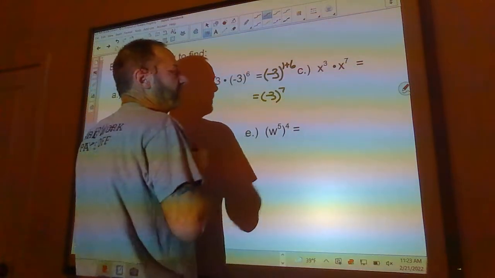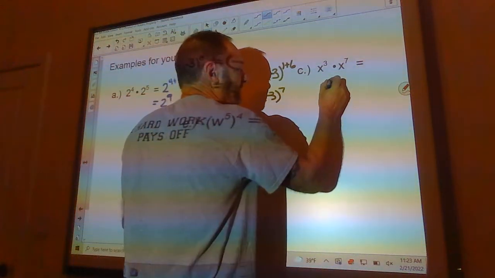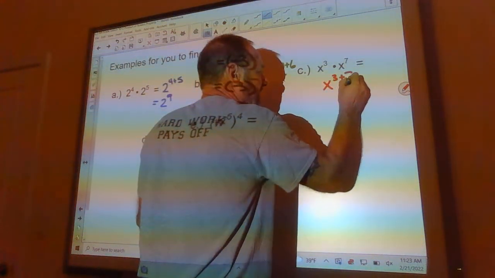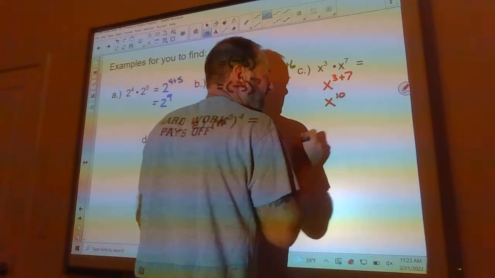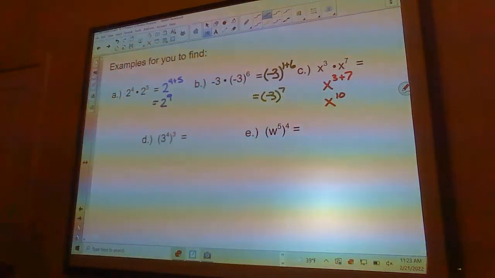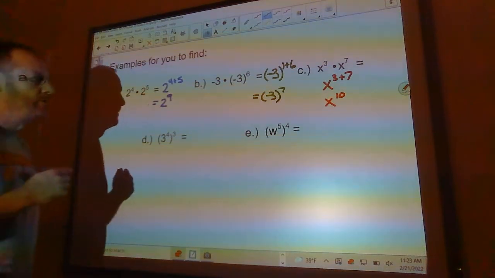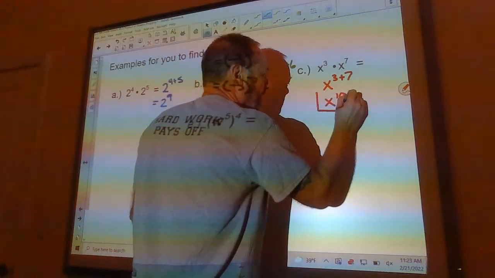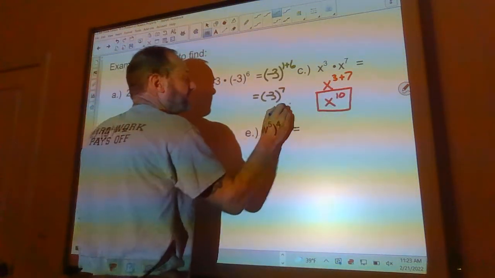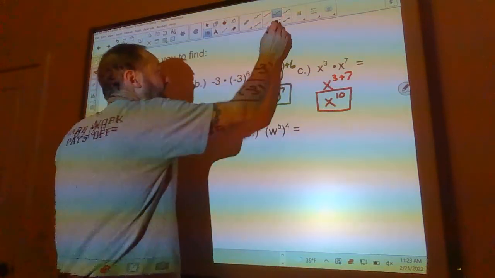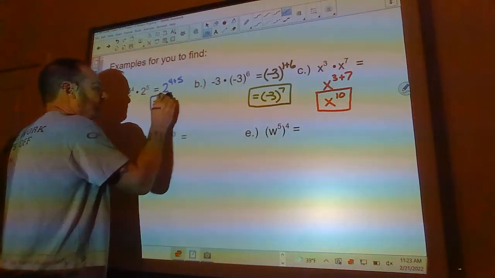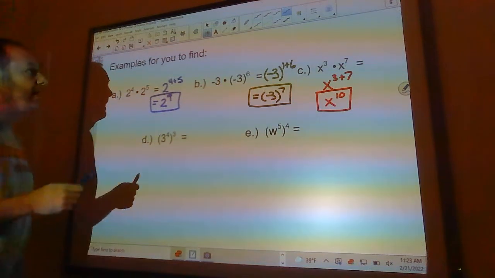Okay, this one here, x to the 3rd times x to the 7th. Well, that's going to be x to the 3 plus 7 power, or x to the 10th power. We should put nice boxes around these answers here. Okay, moving right along.